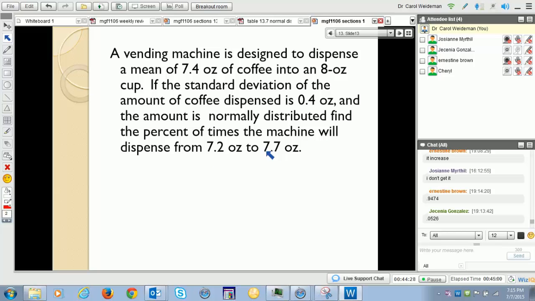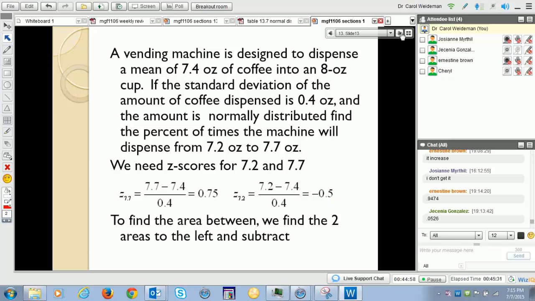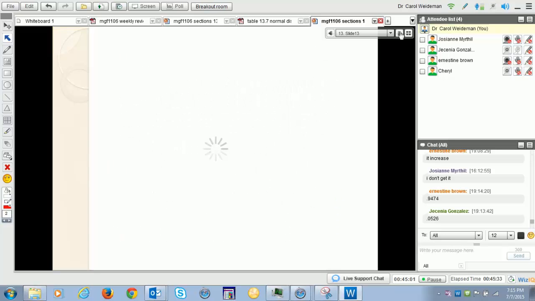So the first thing you need to do is you need to get z-scores to work this problem. So let's get the z-score for 7.7. So I take 7.7, I subtract the mean, divide by the standard deviation. 0.75. A lot of times you'll see them written down like the z, and then the subscript is the number you're finding the z-score for. And then I'm going to find the z-score for 7.2. 7.2 minus 7.4, divide by 0.4. Notice this is negative because it's below the mean. Negative 0.5. I'm going to go to my table, and find those two areas.